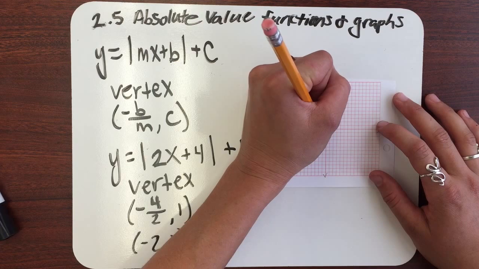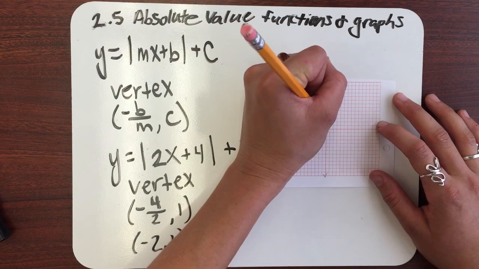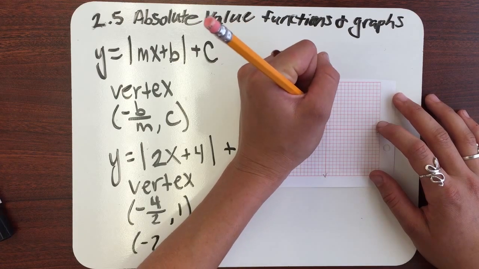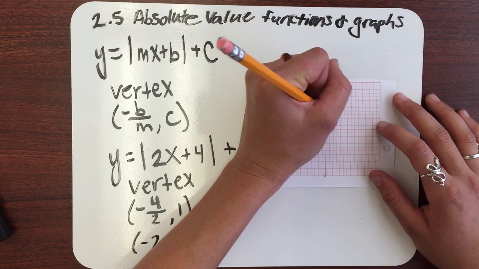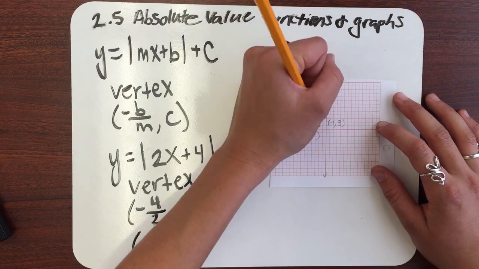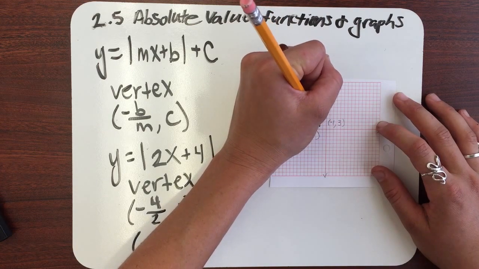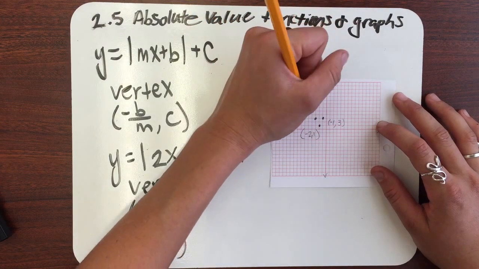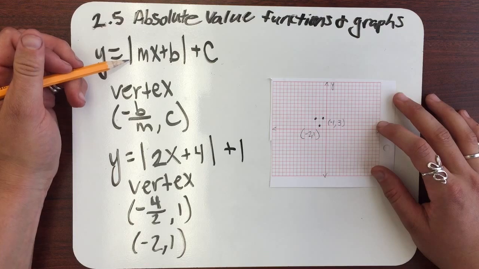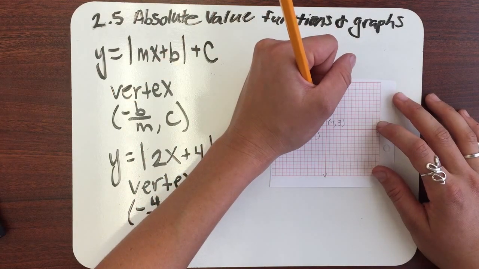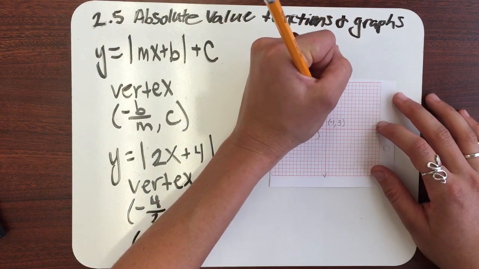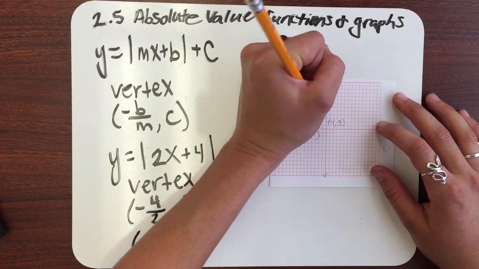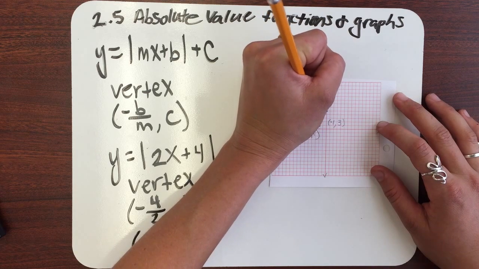So we're going to rise 2 and run 1, and there's another point. Make sure you also label that. So that's going to be negative 1, 3. And we're also going to rise 2 and run 1 in the opposite direction, and that's because it's an absolute value graph. So that's going to give us the point of negative 3, 3. And so on. You can keep going. Rise 2 and run 1. Rise 2 and run 1.